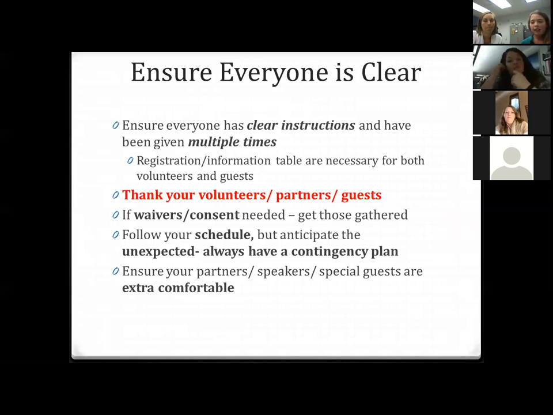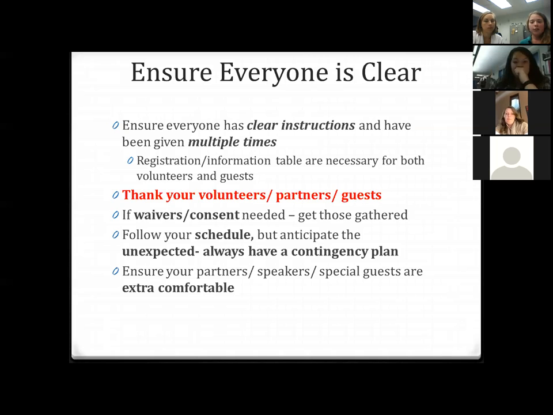You may have been putting in a lot of work, but they have helped you along the way, so you want to make sure they feel appreciated. If it is an event that requires waivers or consent forms, that sort of thing, make sure you are gathering them. And then try to follow your schedule.